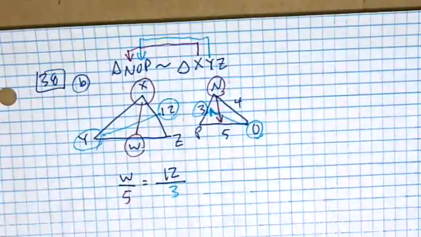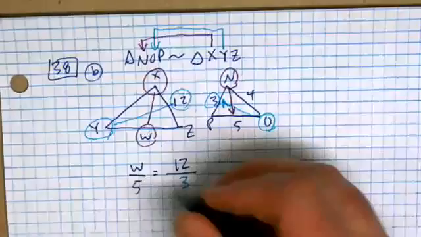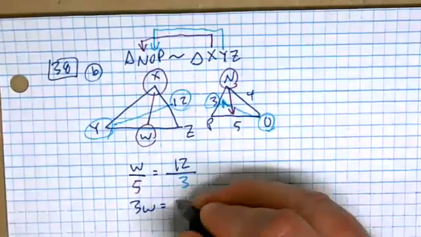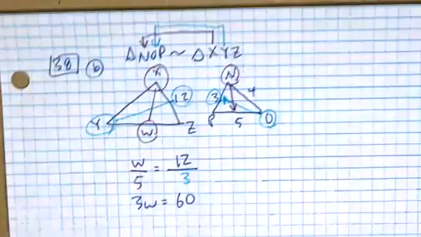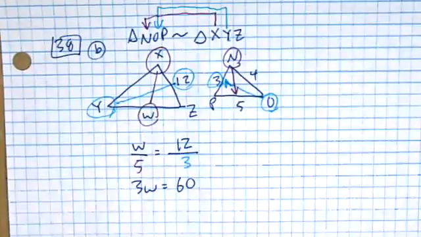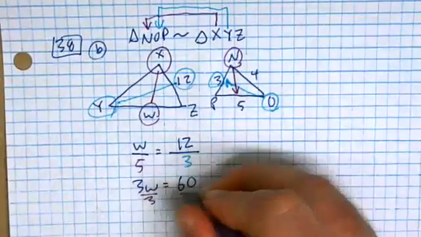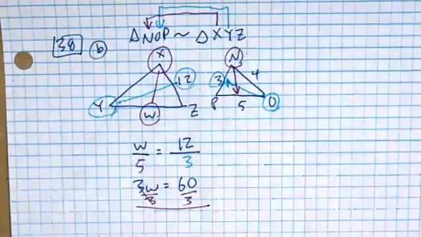So let's go ahead and cross multiply and solve. 3 times W is 3W. 5 times 12 is 60. Divide by 3 on both sides, and we've got our answer.